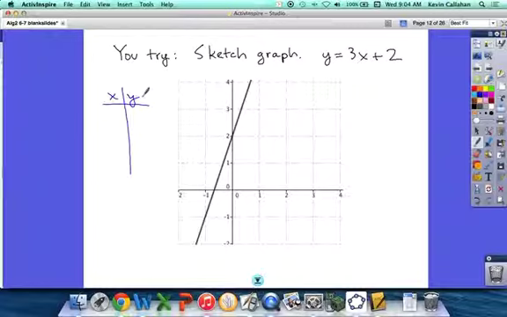How about right there? And how about right there? So what are those 2 points? This one is -1, -1. Another point is 0, 2. So flip those, plot them, sketch a line.